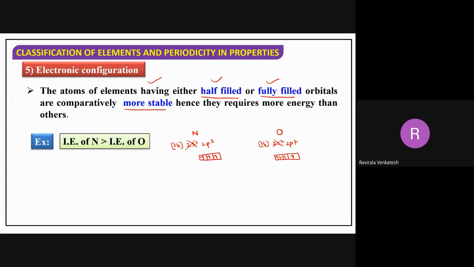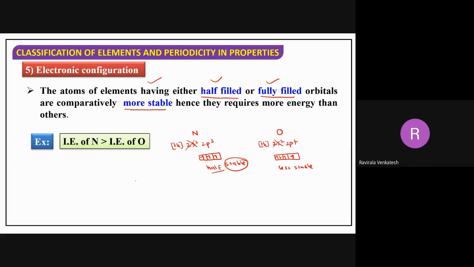Now tell me, which is having half fill configuration here? Nitrogen is having half fill configuration. It is stable. Having half fill configuration is stable, correct or not? Now this one, you can't say it is unstable, but it is less stable when you compare with half fill. I'm writing less stable.